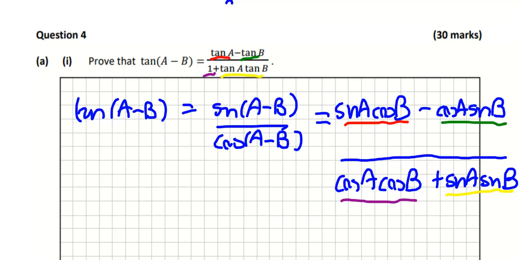Now, the one I like to concentrate on is the purple location. What could I do to cos A cos B to turn it into the number 1? Well, if I divide it by cos A cos B, then it turns into the number 1.